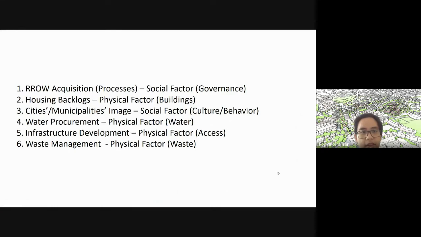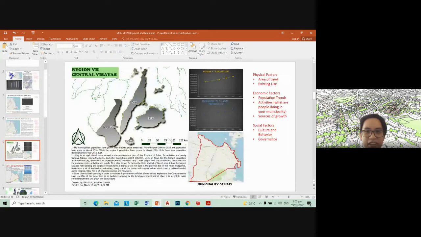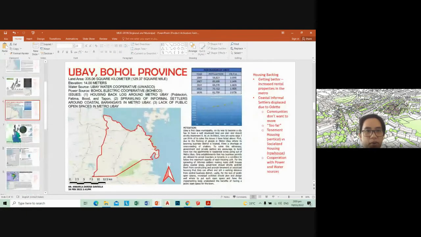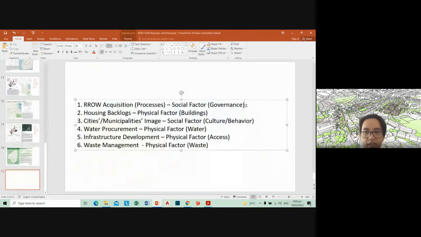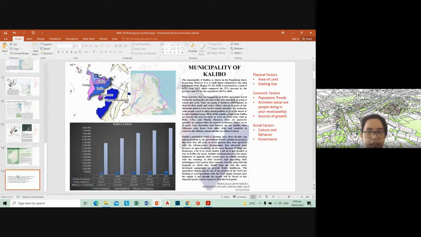What do you call this? Maybe the road right-of-way acquisition could focus on the existing roads in Kalibo. Housing backlogs, maybe we can identify the existing housing in, I forget this area, whatever that was, my brain, over here. In Ubay, Bohol. So this is Aklan. I'm sorry, Kalibo, Aklan.